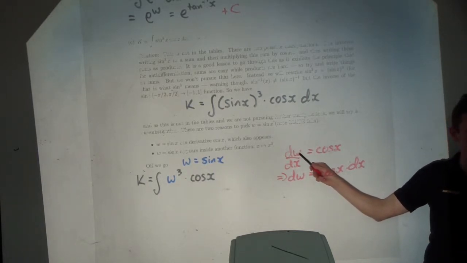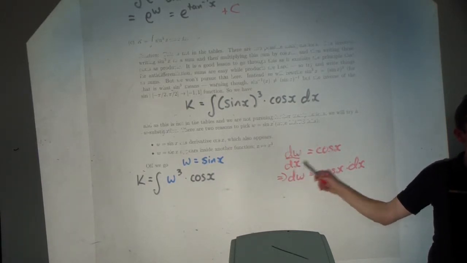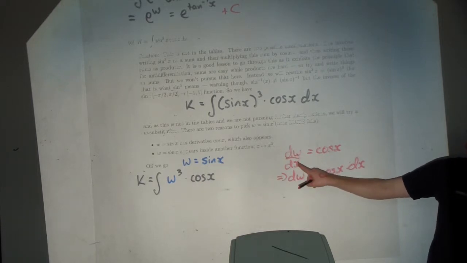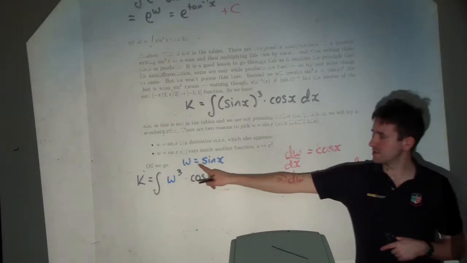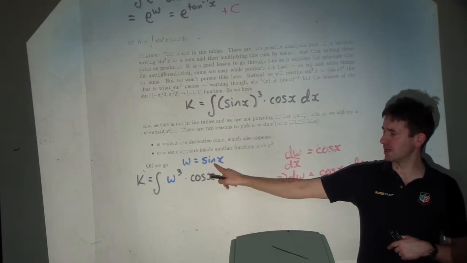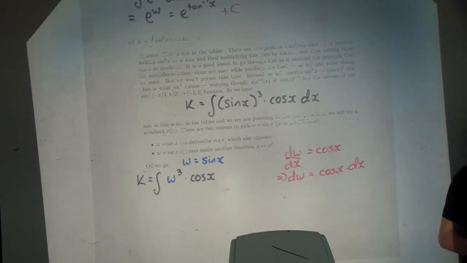You differentiate w. You'll get dw dx, which means differentiate w with respect to x. Differentiate w with respect to x, differentiate sine x with respect to x.